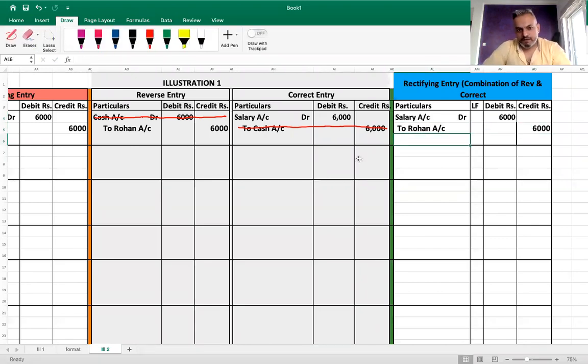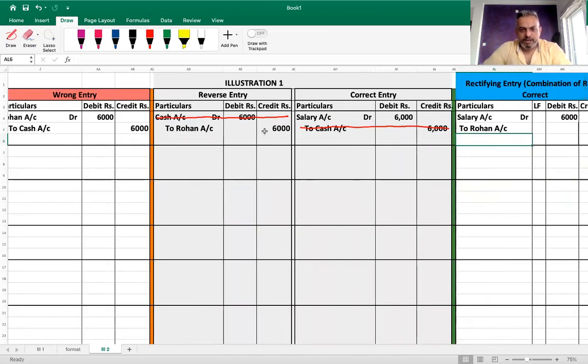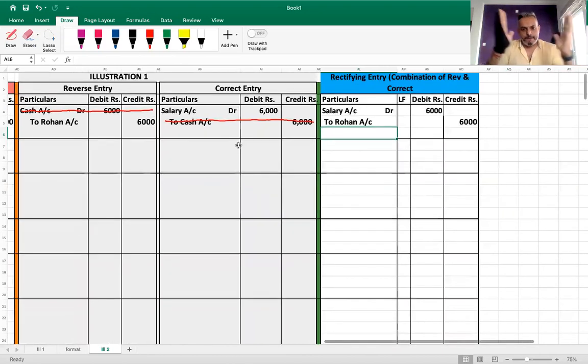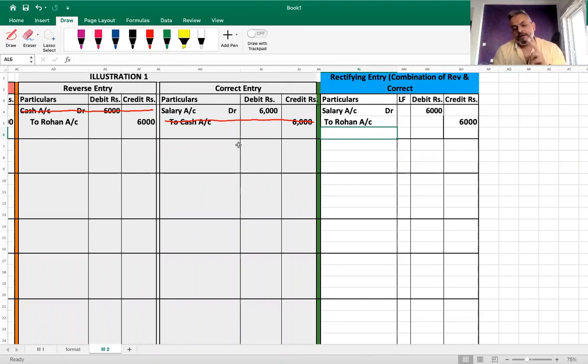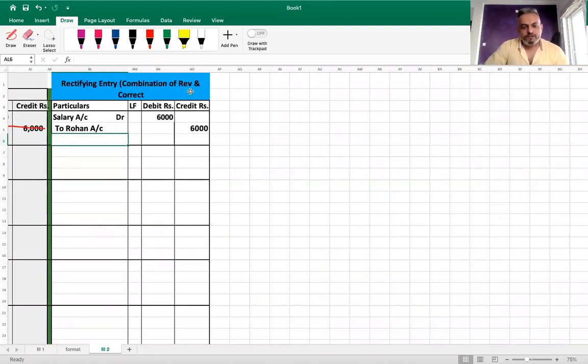So what's the process? We have a wrong entry which is given in the question. We reverse the wrong entry. Then we pass the correct entry. We combine the reverse and the correct entry. Now you may say कि सर अगर combine नहीं करे तो क्या? अगर हम कंबाइन नहीं करेंगे तो हमें दोनों एंट्री लिखना पड़ेगा टू रेक्टिफाई द एरर. But because there are common accounts between both of them, we remove them and pass a combined entry. So rectifying entry over here is a combination of reverse and correct entry.